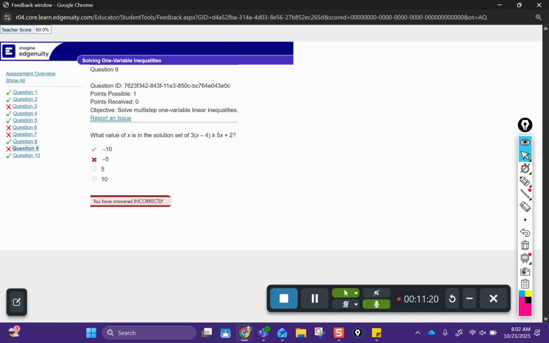Okay, so I hope that helps clear things up. Again, solving inequalities is really just like solving equations. The way you distribute, the way you combine like terms, the way you move things from the left side to the right side or the right side to the left side. Got to get that variable by itself in order to solve them. So hopefully this was helpful.